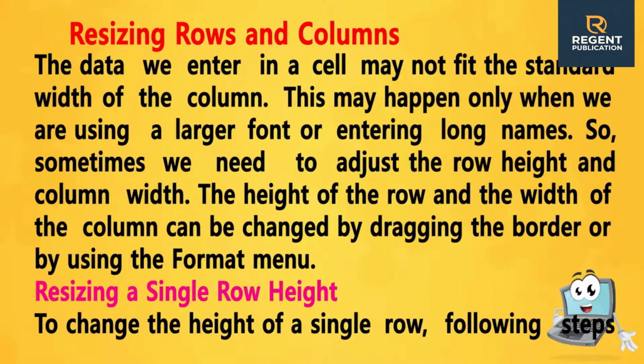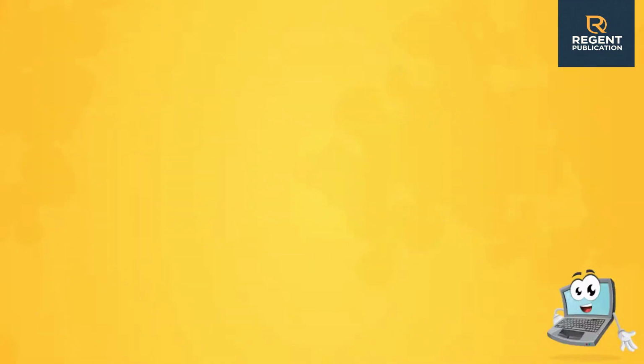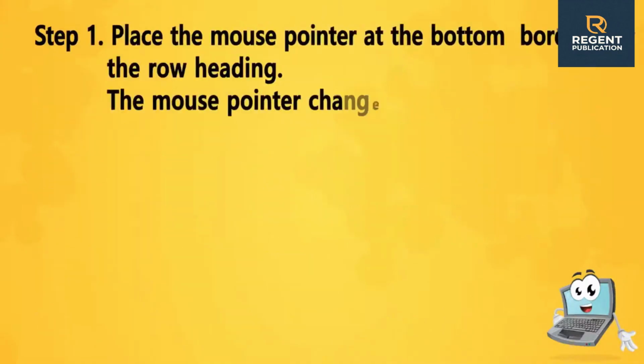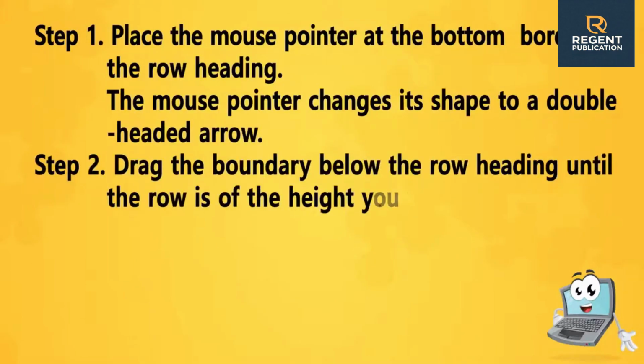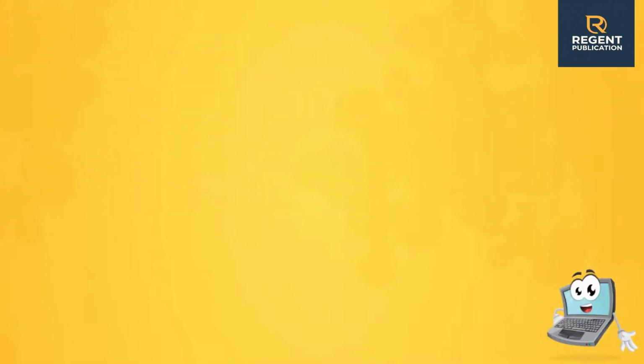Resizing a single row height. To change the height of a single row, the following steps should be followed. Step 1. Place the mouse pointer at the bottom border of the row heading. The mouse pointer changes its shape to a double-headed arrow. Step 2. Drag the boundary below the row heading until the row is of the height you want.